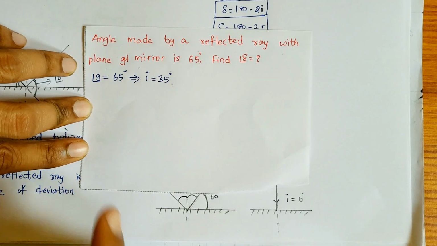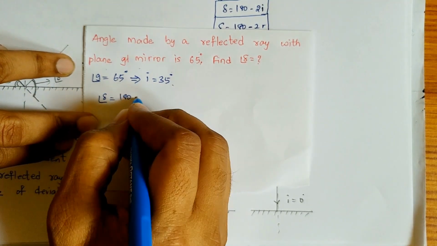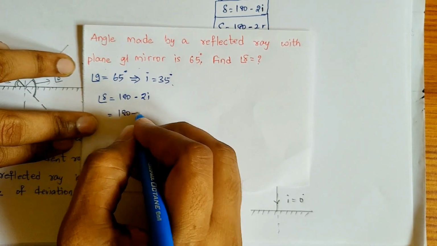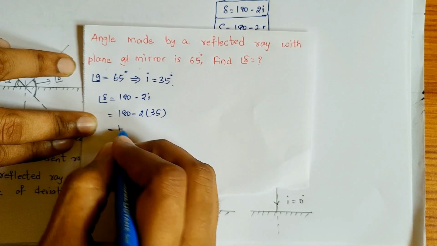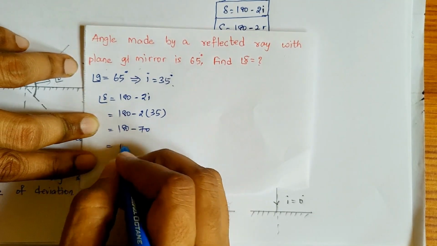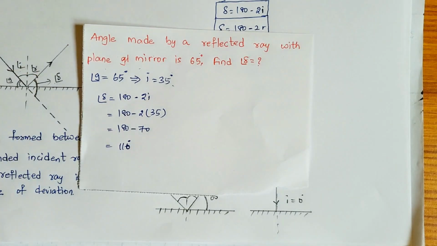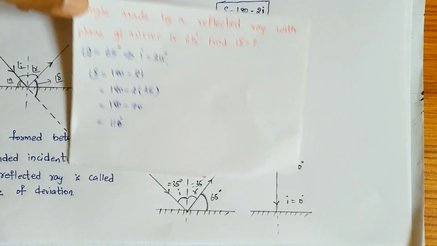Now we have to find the angle of deviation. What is the angle of deviation formula? Angle of deviation is equal to 180 minus 2i. So it is 180 minus 2 into 35. 2 into 35 is 70, and 180 minus 70 is 110 degrees. So this will be the angle of deviation for this question.